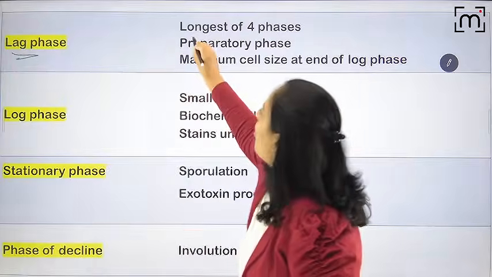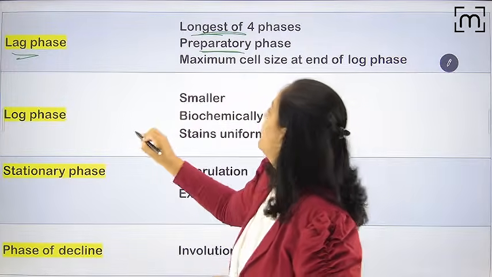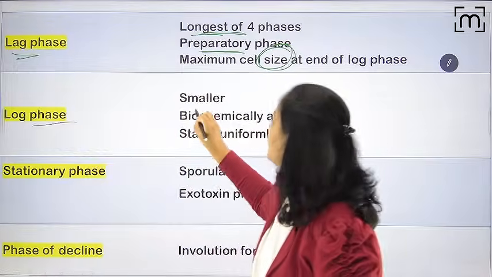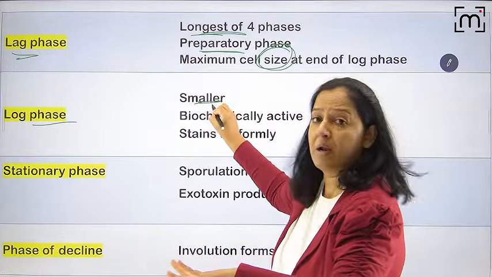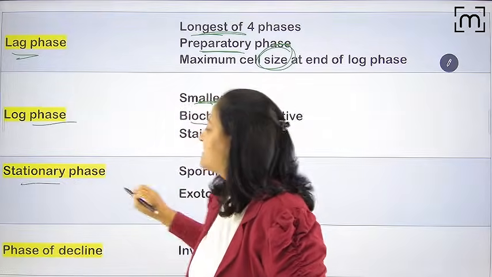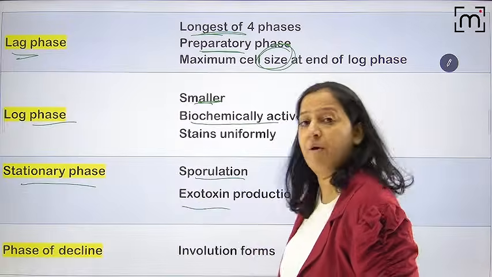Lag phase: longest phase, preparatory phase. Size becomes maximum, but number same. Log phase: bacteria again become small, but biochemically active, and number becomes maximum. Stationary phase: sporulation, exotoxin formation. And decline phase: involution forms.